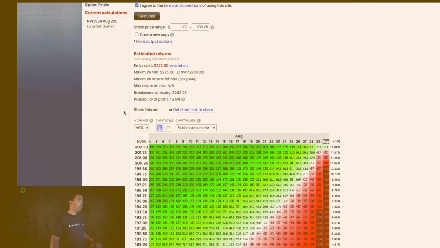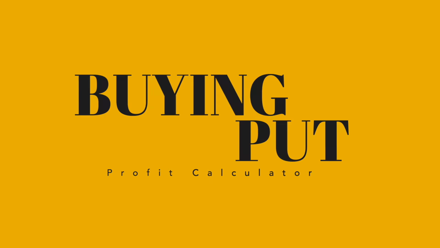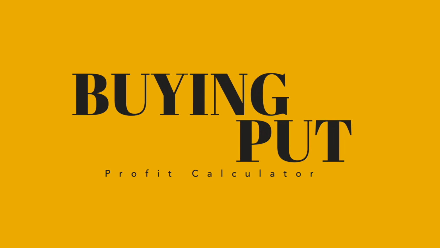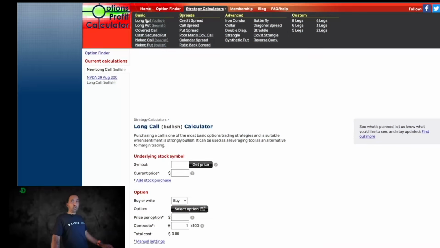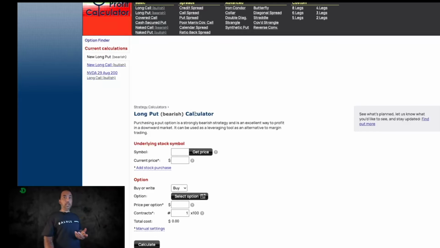Now moving on to the put side. It's a very similar one. We selected long call first. Instead of that, you select long put, and when you buy a long put, you know it's a bearish strategy. So your chart is going to be flipped now. As the price goes down, you make money, but as the price goes up, you lose money. So again, I'm going to just select Nvidia in this case.